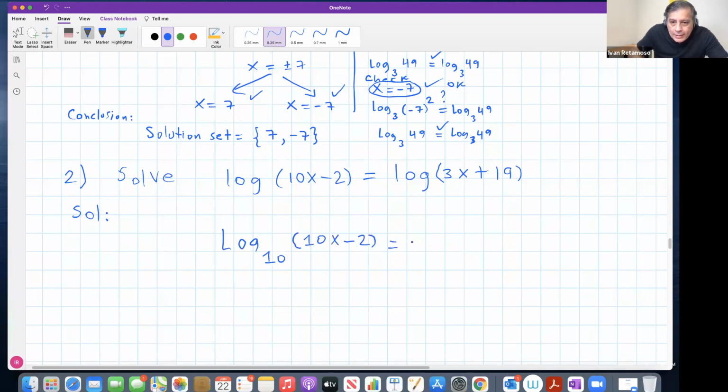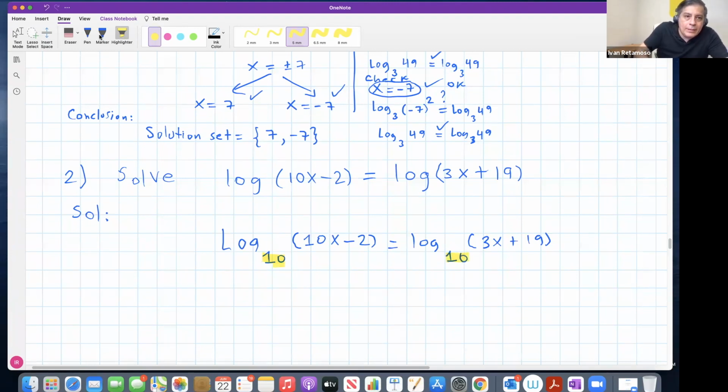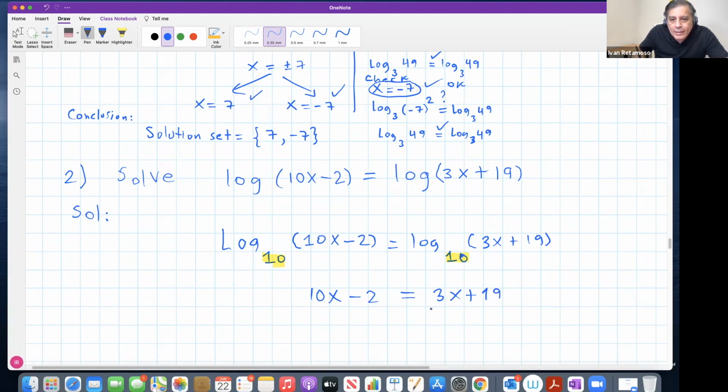Now, what is important here is that the bases of these two logs are the same. So we have a property that says that if the bases of the logs are the same, then the arguments of the logs have to be the same as well. So we drop the logarithmic part and we set this argument to be equal to this argument, 19. And now we have a linear equation, so it shouldn't be difficult to solve.